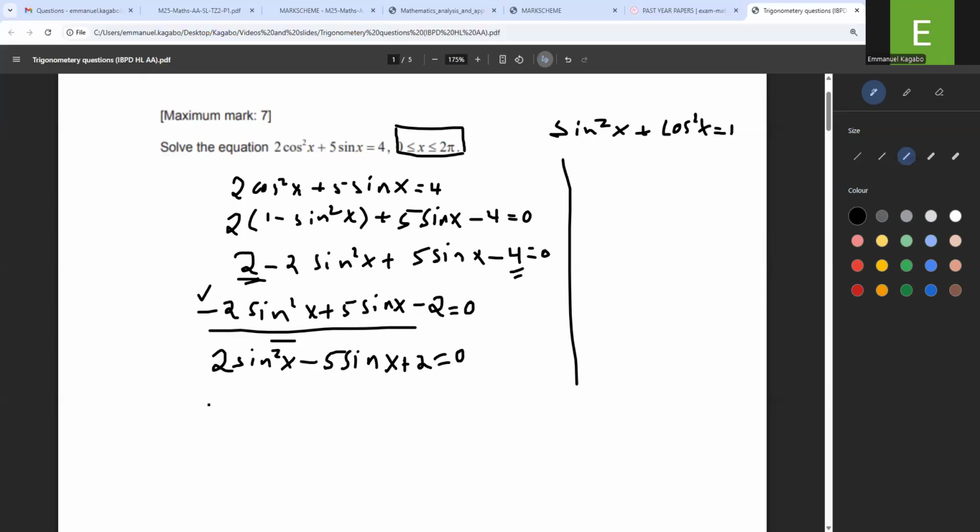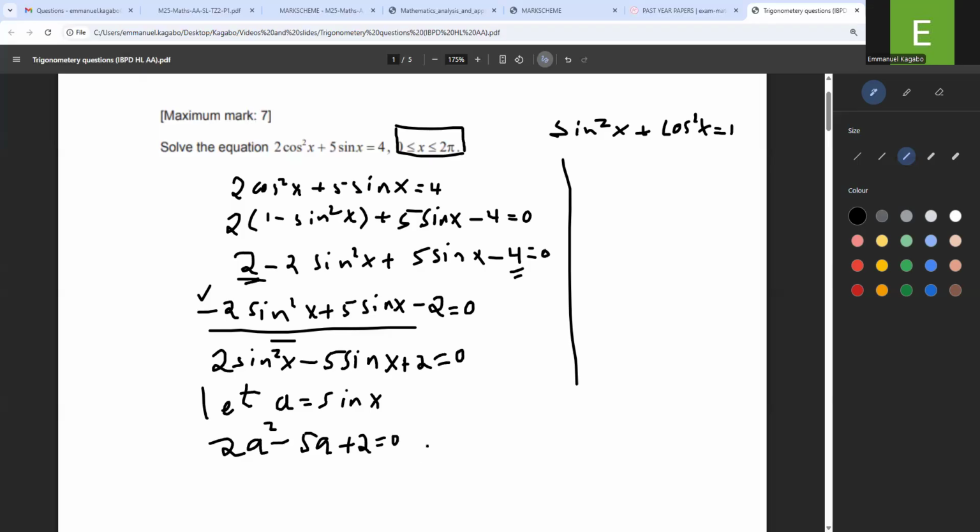Now, so that I can easily solve the equation, let A represent sine x. So when I do that, what happens? I'm going to have 2A squared, right? You see that? Minus 5A plus 2 equal to 0, right? Okay, very good at this point.